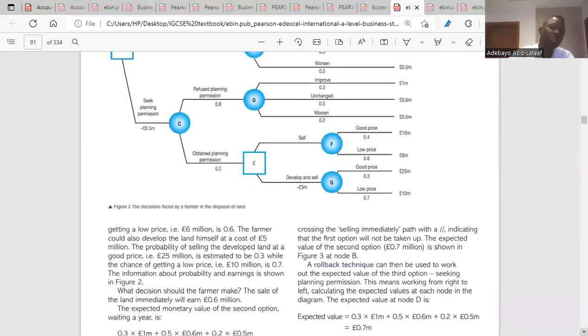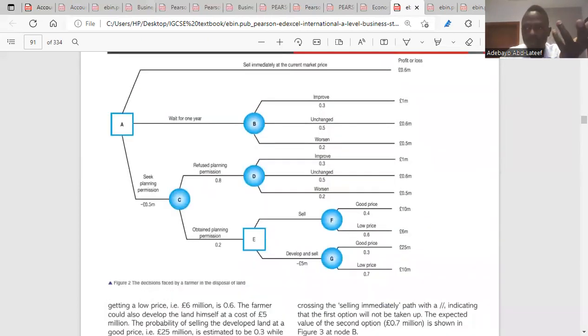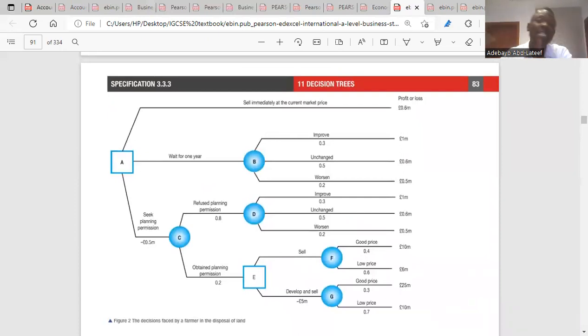So if you have to take a decision now based on this, you ask, what should I do? Should I sell immediately? What would have happened that would make you want to sell immediately? It means the market has crashed. The market for land is depressed. So if you want to reduce your risk, you have to sell it immediately. Because of your decision, the first thing that comes to your mind is, if I have to sell right now, I'm going to sell for 600,000.